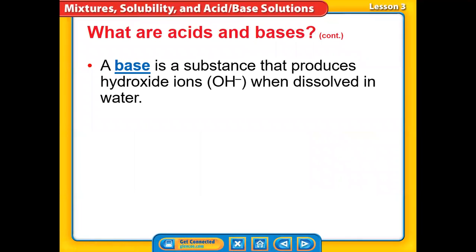Then, on the other hand, the other face of the coin: base. Always once we learn about acids, we learn about bases, as they are two related terms to each other. So what is base?